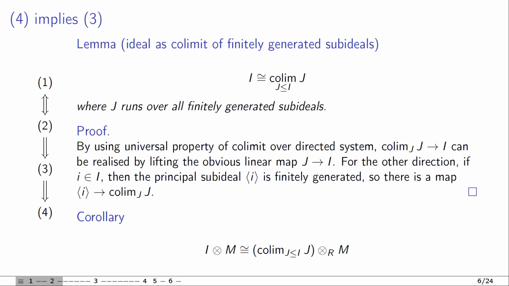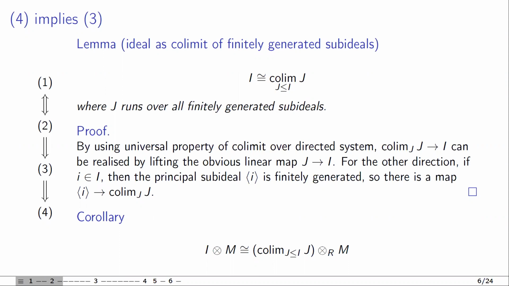And when we consider this arbitrary ideal I as an R-submodule, then I is actually isomorphic to the colimit of all the finitely generated sub-ideals. And to prove this, we can use the universal property of colimits. So from right hand side to left hand side, there is always an obvious map from J to I, because J is smaller than I. We can just use this collection of maps and let this map descend to I.